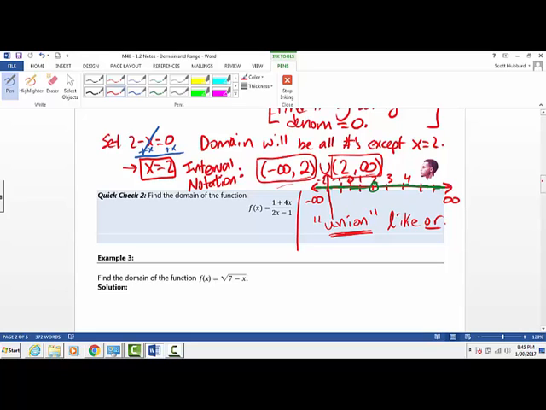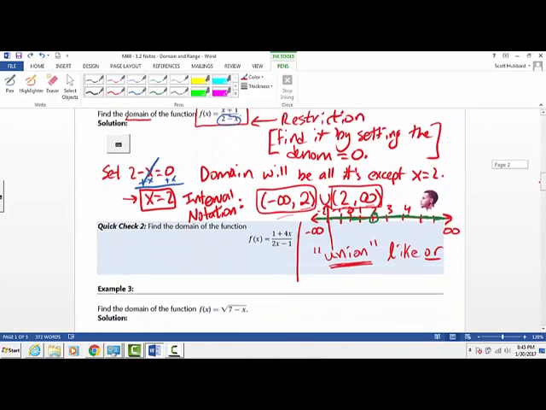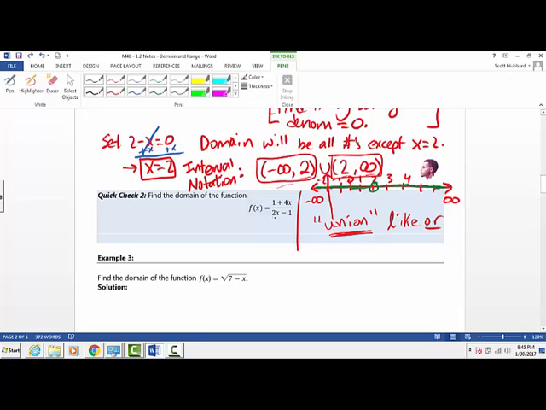And if you want extra practice, go ahead and try this problem. And I'm going to write the answer here after you hit pause. So go ahead and pause and try to find the domain for that one. After you do it, I'm just going to write the answer and then move on from there. So go ahead and give that a try.